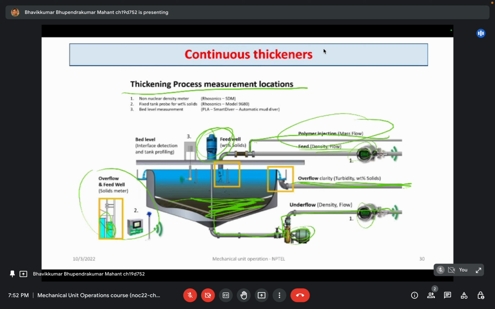Another thing is that flocculation is also one part, where most of the time in industry we combine the thickening process, the sedimentation process, with the flocculation process. As you can see here, we also inject the polymer.